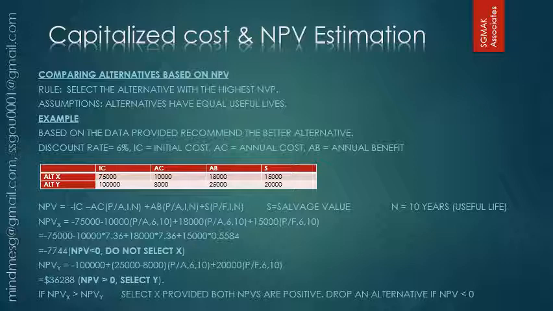So in this case, X is out of consideration, so only Y remains in the competition, and Y has a net present value positive, so we select Y. So when you're comparing two alternatives based on net present value, X and Y, in general, if you find net present value of X is greater than net present value of Y, we select X, provided both net present values are positive. Drop an alternative from further consideration if net present value is less than 0. Use the net present value approach when useful lives are equal.